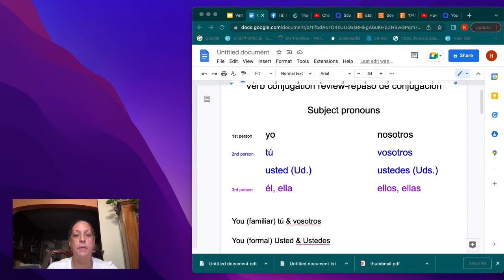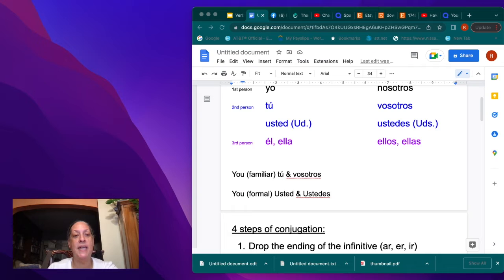Before we move on, who remembers the 4 steps of conjugation? If you think about it, there's really 4 steps before you actually put a verb together. If you were one of my former students, then you were drilled on how to do the 4 steps. So we have a first step, which is drop the ending of the infinitive. And we have 3 infinitives, AR, ER, and IR.